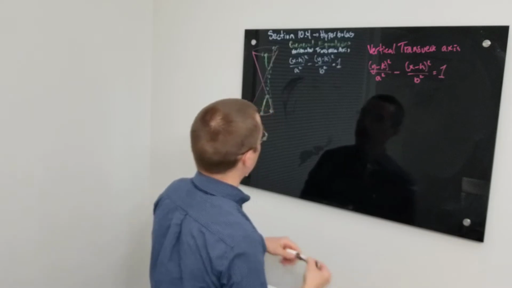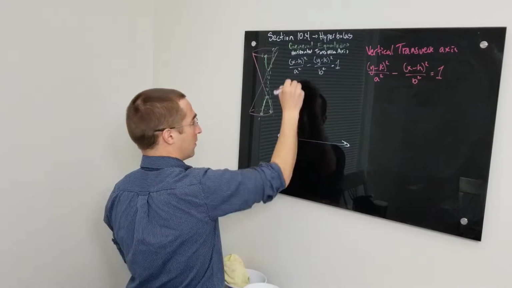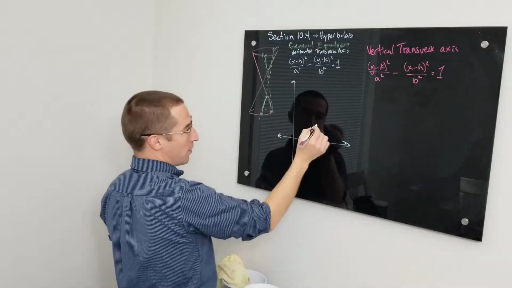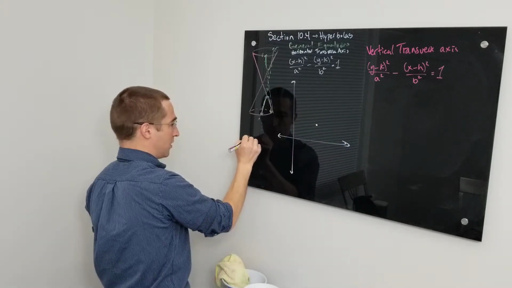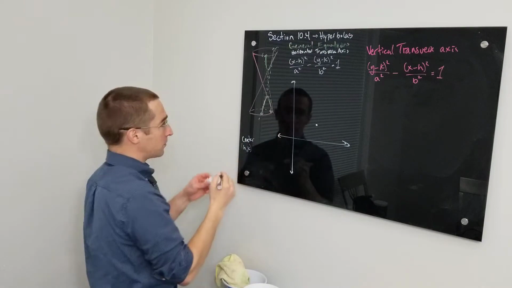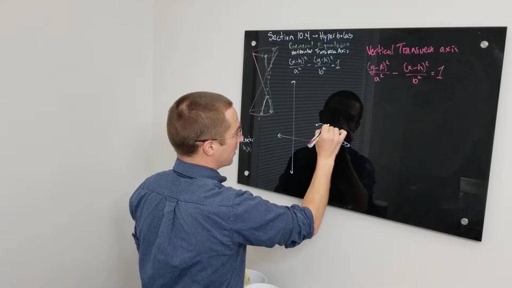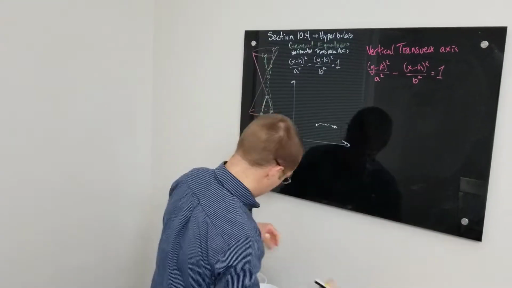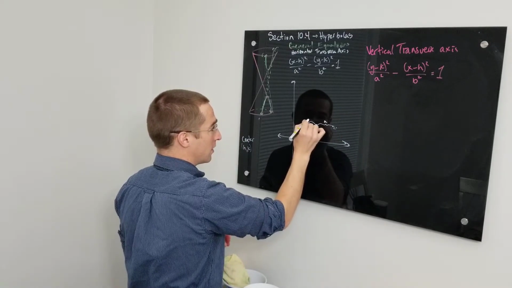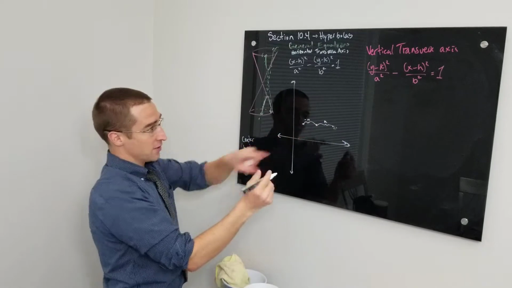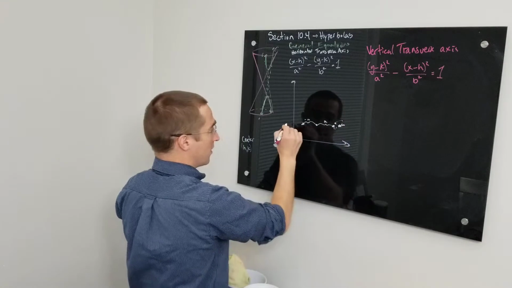So if I'm going to graph this, what I do is I go over to h comma k, which is the center. Let's just say it's right here. So the center's at h comma k. And then here, because I have a horizontal transverse axis, I'm going to go right a distance of a. I'm going to go left a distance of a from the center. Those are my vertices. So that's a vertex, and that's a vertex.